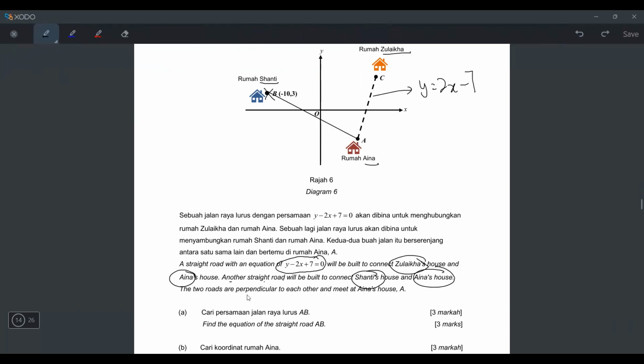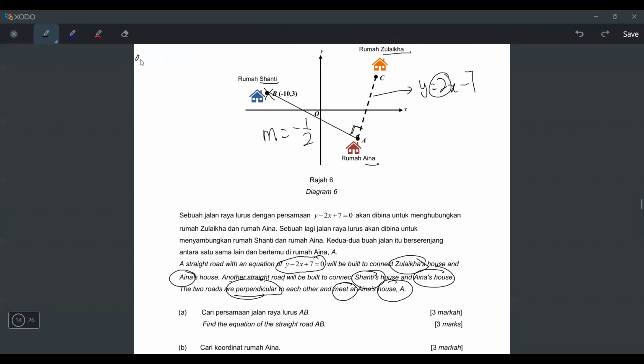And they say the two roads are perpendicular to each other, and these two roads meet at Aina's house. Yes, these two roads meet here, and they say they are perpendicular. So I should put 90 degrees here. It means what is the gradient of this line? Negative 1 over 2. How do I know? Because I labelled it. I know the gradient of this line is 2 just now. But if I don't label this, then I will not know this information. The reason I know this is because I labelled it. So the gradient is 2. Now I flip it and change the sign, I get this.